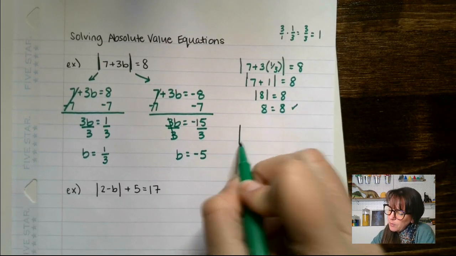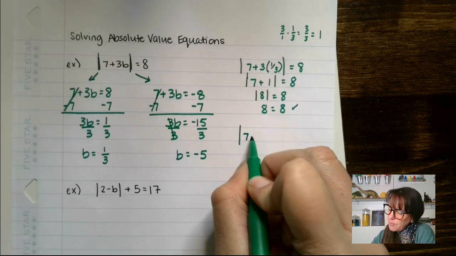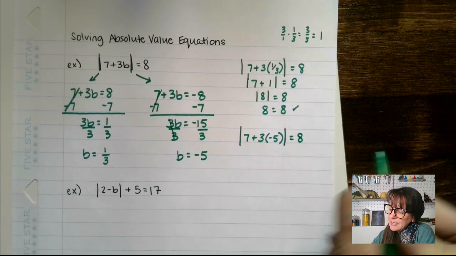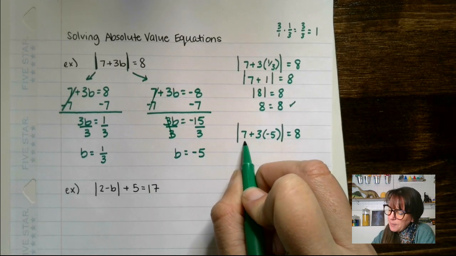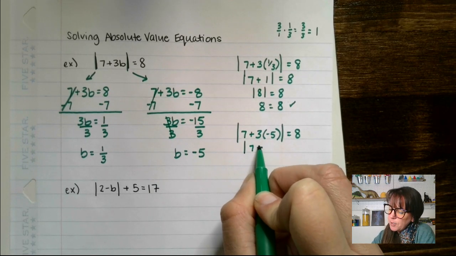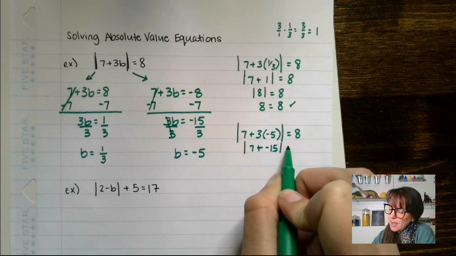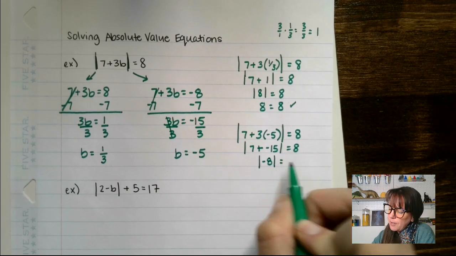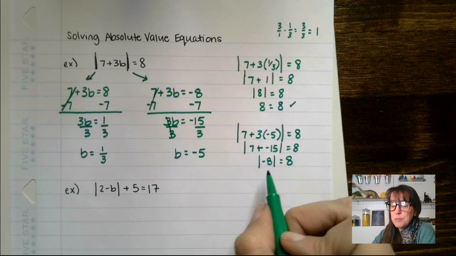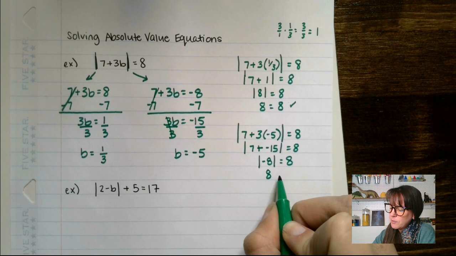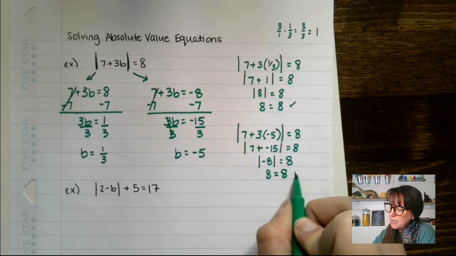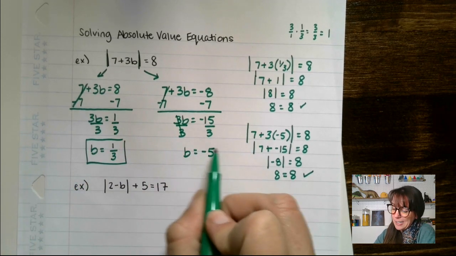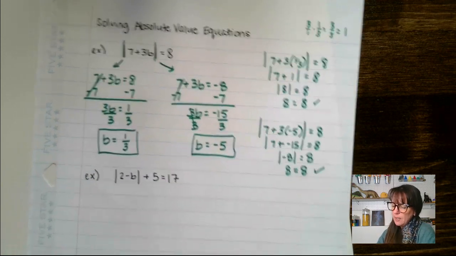Now we have to do the other one. We've got negative 5. So we're going to say 7 plus 3 times negative 5 equals 8. 3 times negative 5 is going to be negative 15. So plus negative 15 equals 8. 7 plus negative 15 is negative 8. So the absolute value of negative 8 equals 8. And the absolute value of negative 8, it's 8 spots away from 0. So 8 equals 8. That statement is true. So that one also works. So both of these potential solutions are actual solutions. They do work.